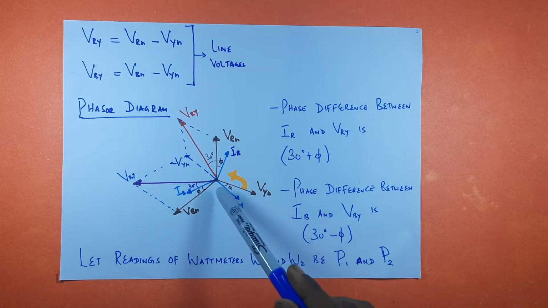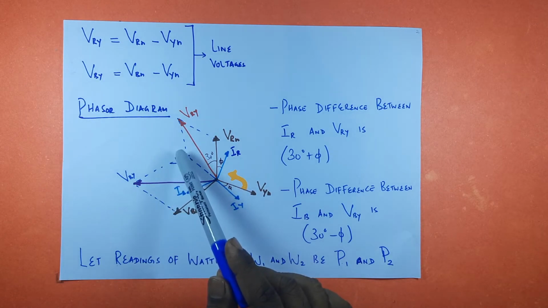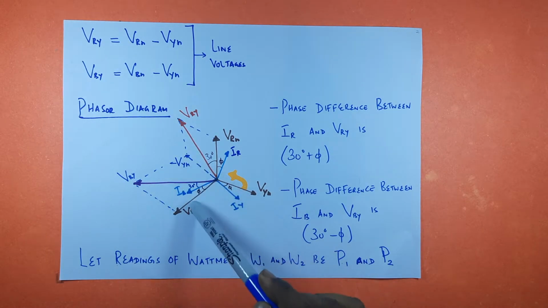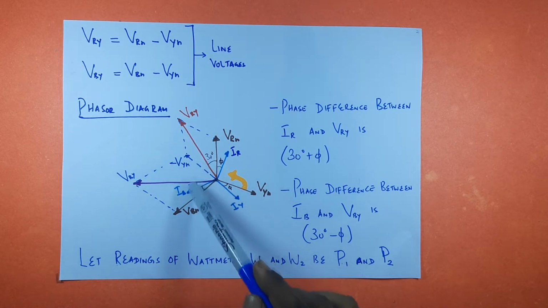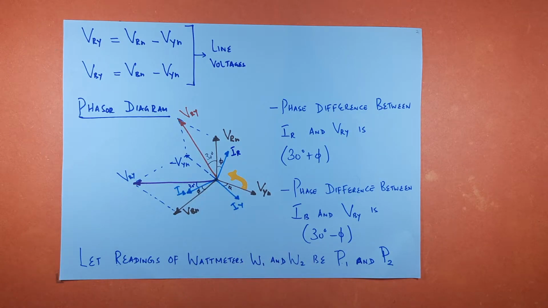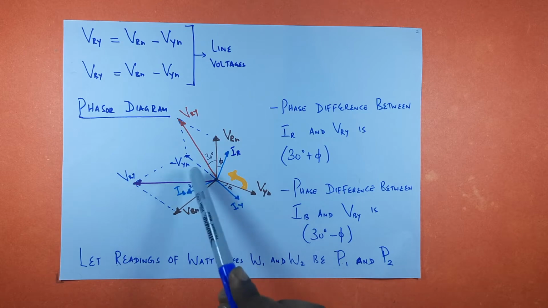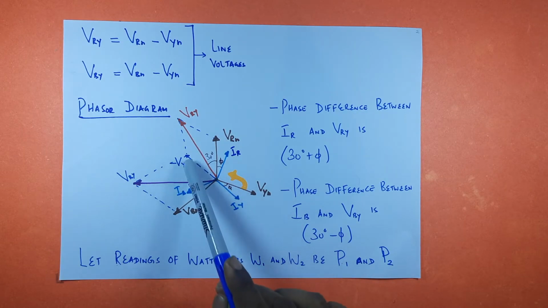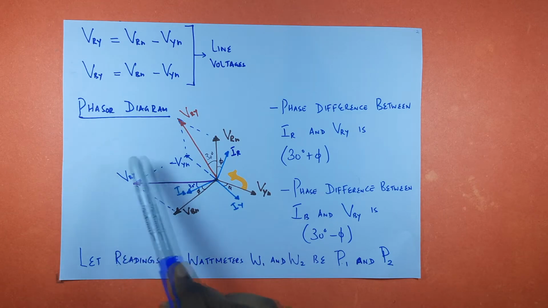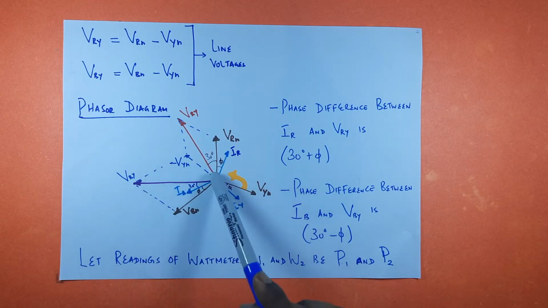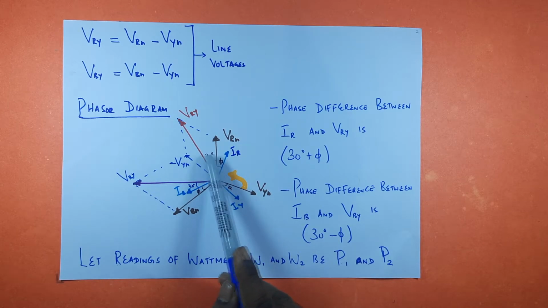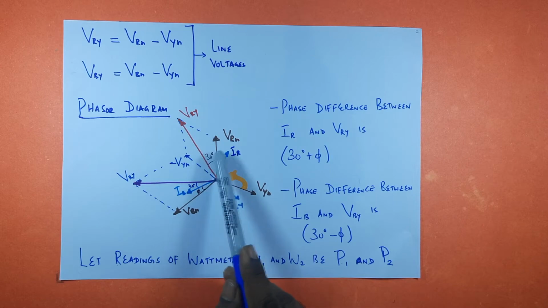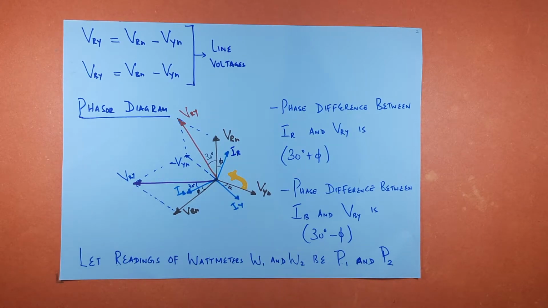Likewise, here we have VBN minus VYN, the vector difference or vector addition of these two phasors. So it is going to be VBN minus VYN. So that is VBY. So this is the line voltage. Again, this is the line voltage. And if you see, the angle between line voltage and phase voltage is 30 degrees.